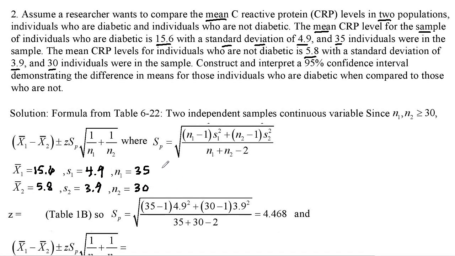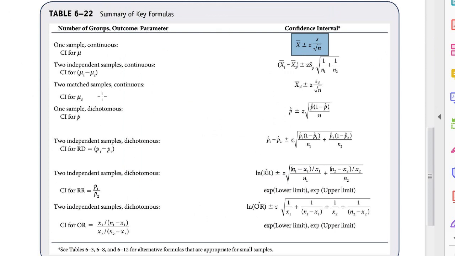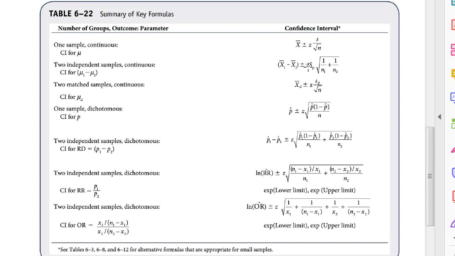Now notice here that both of these sample sizes are greater than or equal to 30, and that's going to be important when we look at the formula here. So from table 6.22, we've got 2 independent samples, diabetics and non-diabetics, and C-reactive protein levels are continuous. So we go back to our table here. 2 independent samples and continuous, okay, which is this formula right here. Notice that we've got that value S sub P in there. That formula is back in the chapter.